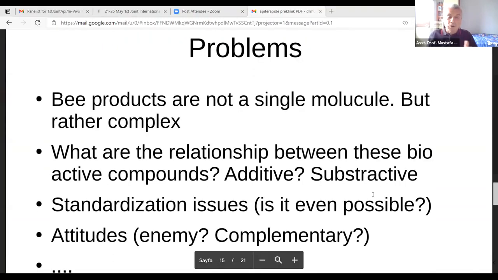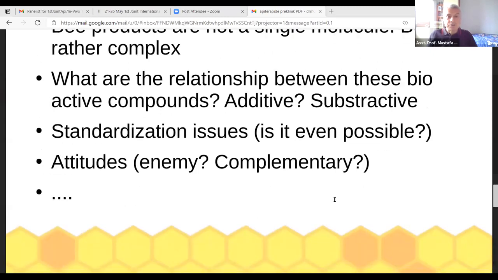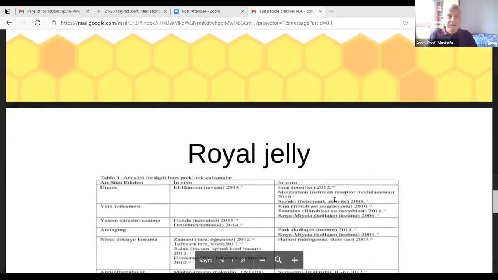And we have some sort of problems. Bee products, as we said, are not a single molecule, but arrays of molecules. And is the additive effect, or do they have bad effects on each other? We all need to elucidate all that. We also have, as we know, standardization issues.